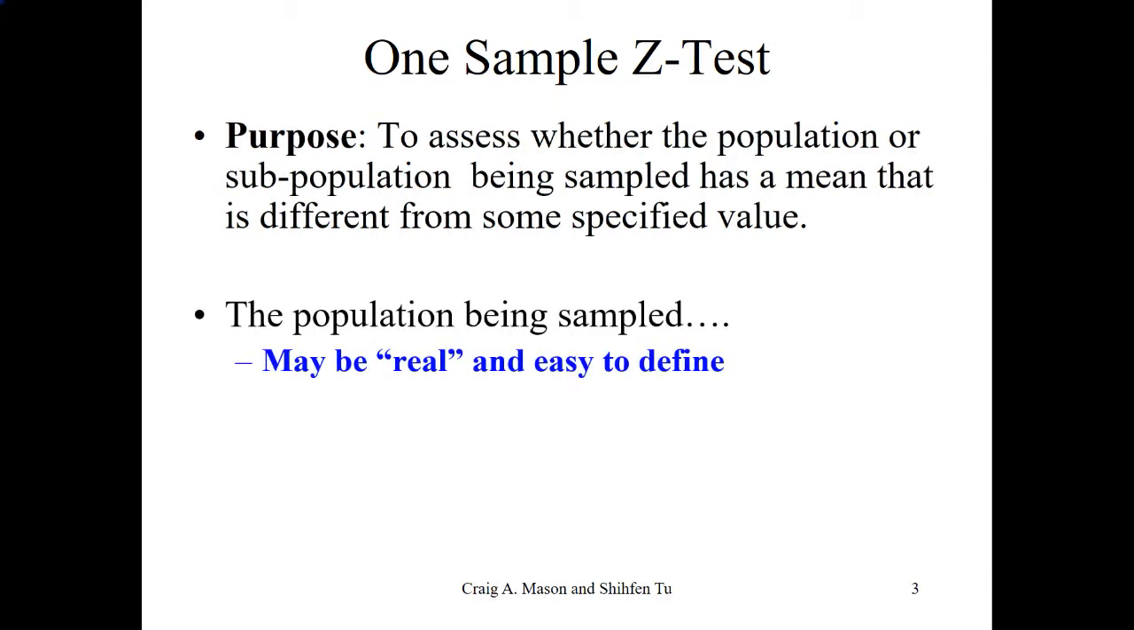Now, when we talk about the population or subpopulation being sampled, we're often talking about a real or relatively easy to define group. For example, assume that I know the mean verbal IQ score for all kindergarten students across America is 100 points. Maybe I think the kindergarten students in Colorado have higher verbal IQ scores than the national average. In this case, a one-sample z-test can help me answer that question.